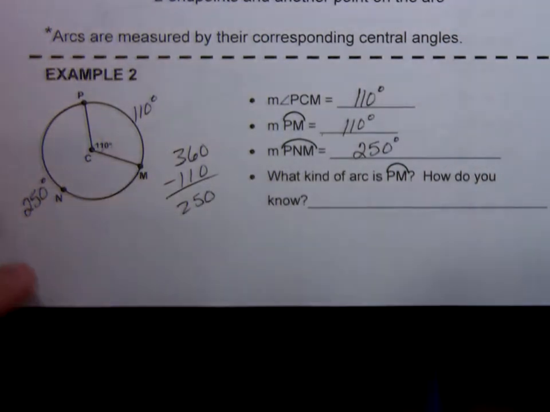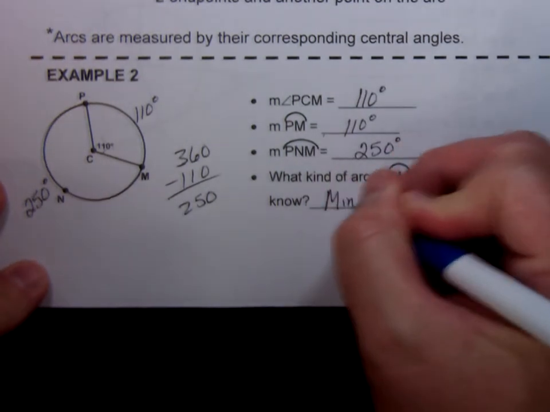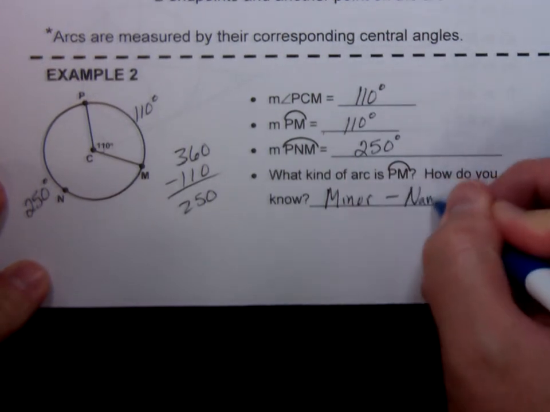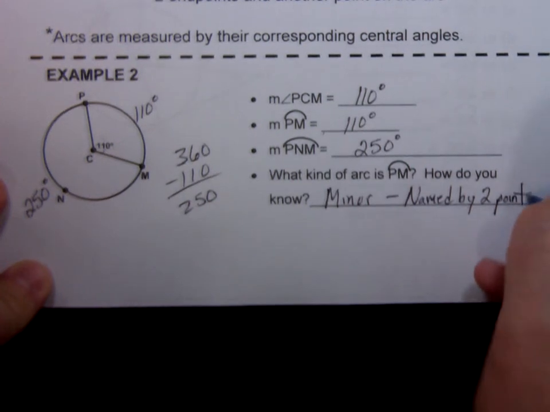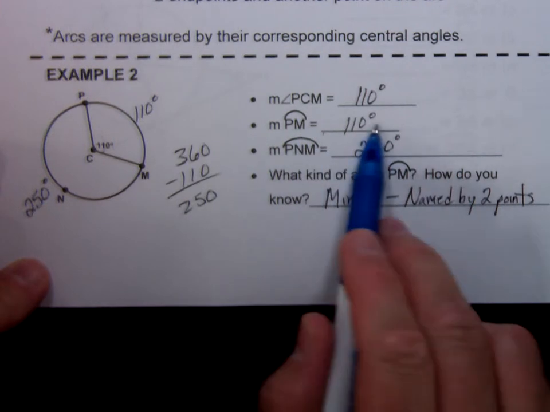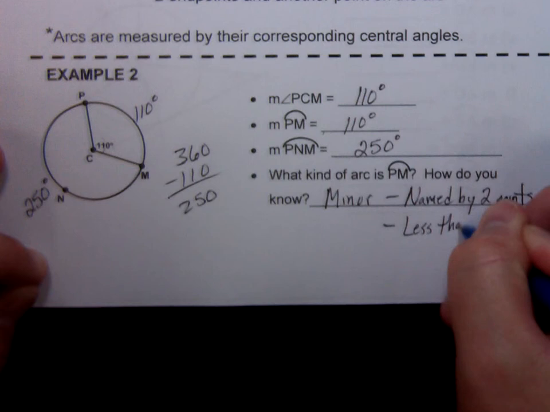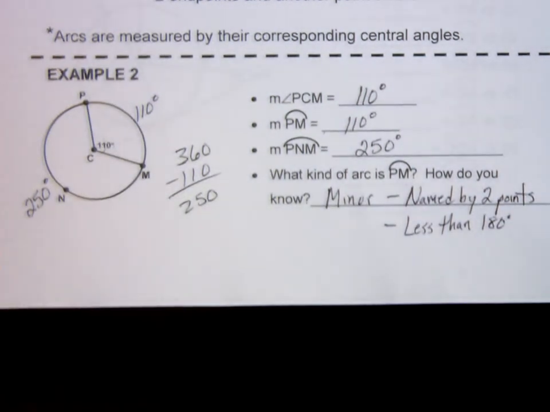Alright, what kind of arc is arc PM? And how do you know? It's a minor arc, and there's two different ways I could tell you why. One is it's named with only 2 points. If it's named with 2 points, I know it's a minor arc. The other thing is we already found out its measure, it's 110, and so I know that it is less than 180 degrees. So either one of those two reasons are good reasons for me to know that it's a minor arc.